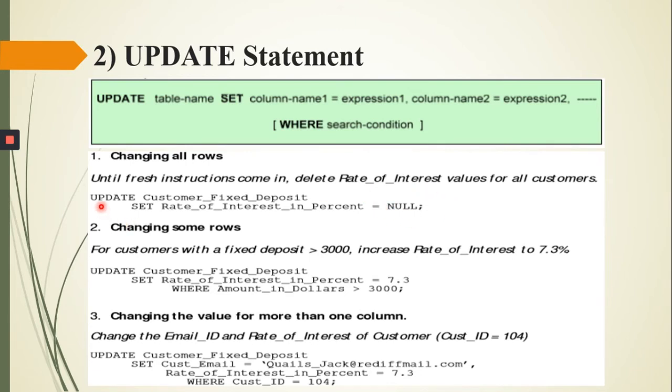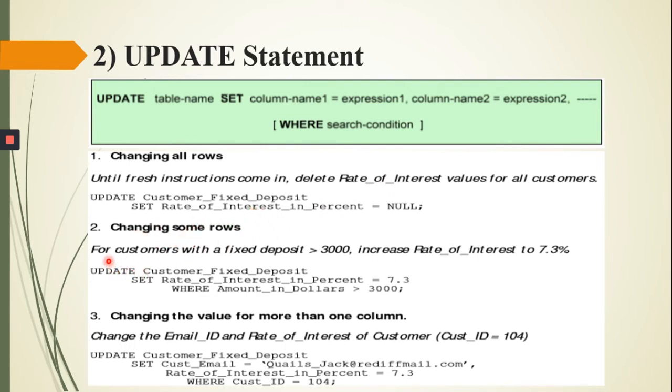So update customer fixed deposit, where customer fixed deposit is my table name. Set rate of interest in percentage is equal to null. Previously in rate of interest in percentage there may be some values. Now it is null, so we are changing it. So this is the update statement. Here we are changing all rows. Now we are changing some rows, so we have to provide some conditions.